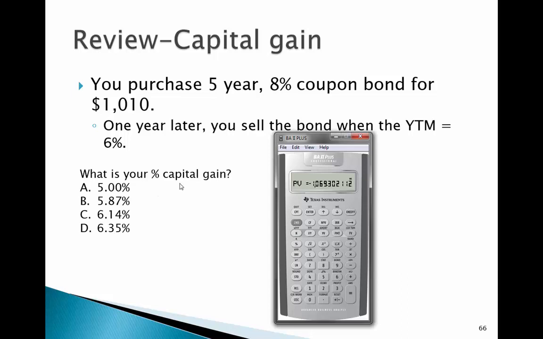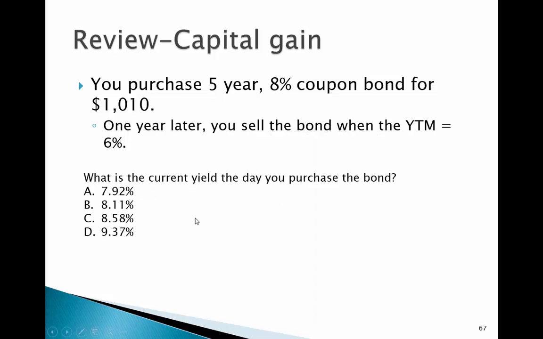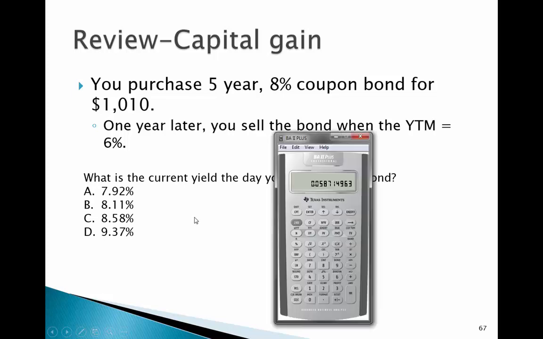Now this just wants to know the capital gain, so that's just the percentage change in price. I'm going to divide by the beginning price, which is 1,010, and subtract 1. 5.87%, so B is the answer. Then, what's the current yield the day you purchase the bond? It's an $80 coupon divided by the price I paid for it, which is 1,010, and that is 7.92%.